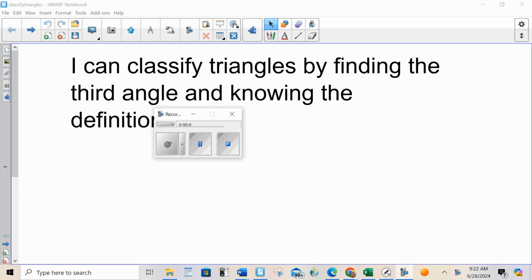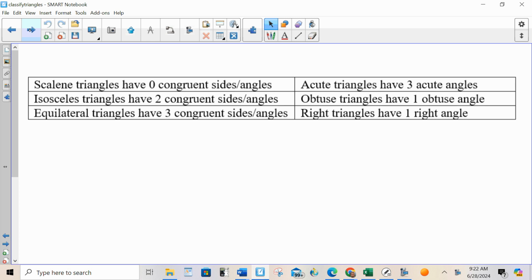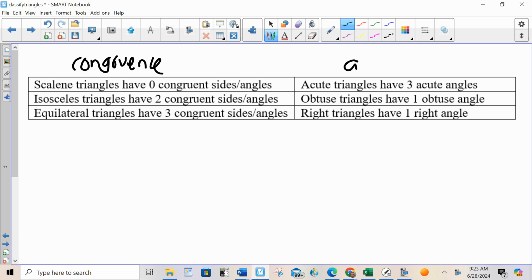Hello everybody, today we will learn how to classify triangles by finding the third angle and knowing the definitions. There are two different ways to classify triangles, by their congruence and by their angles. You're basically just going to need to know these definitions.